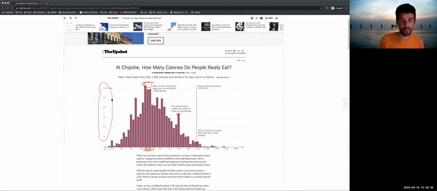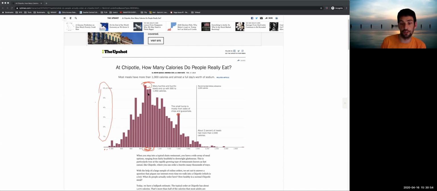So again, we get this nice visual display instead of a list. You could present the same data in full detail with the name of a meal and how many calories. And if you looked at this data, it would be a huge spreadsheet of just names and numbers.